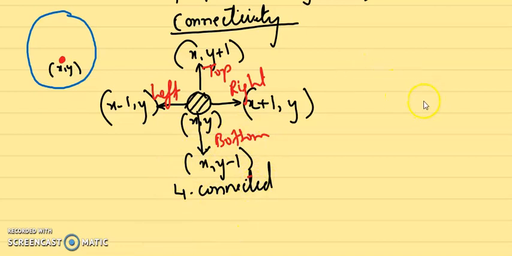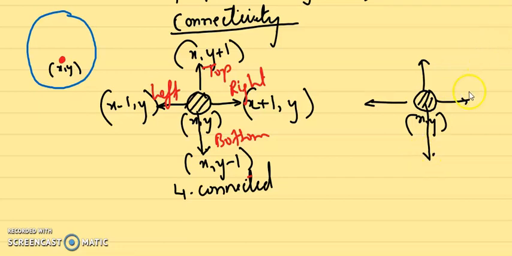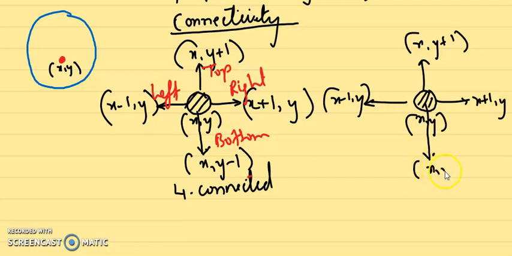Similarly, we are going to see an 8 connected approach. So this is my current pixel, that is x comma y. I already know the 4 values. So I'm going to put this up. This is x plus 1 comma y. This is x minus 1 comma y. X comma y plus 1 and x comma y minus 1. I know these 4 values, right? So what are the rest 4 values? The rest 4 values are out here. 1, 2, 3 and 4.